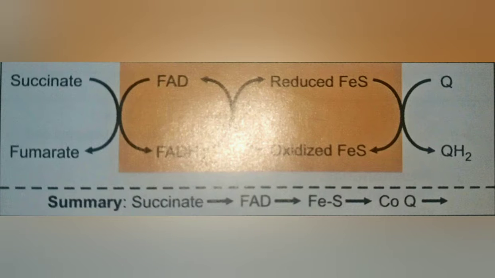Now let's move on to complex 2, that is also known as succinate Q reductase. Now the reactions in complex 2 are represented here only. You can see in summary, succinate is given, it is getting converted to FAD, then it is getting converted to FeS, and then what is that? It is transferring its electron to ubiquinone only.